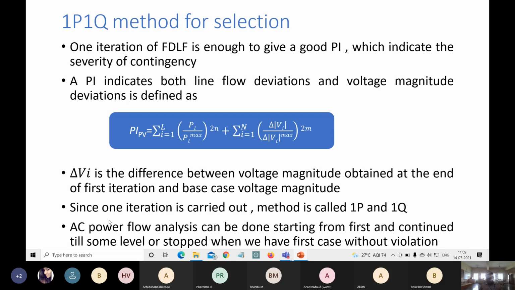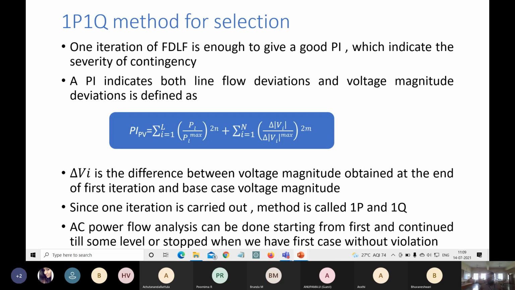Here we have AC power flow analysis. We have studied DC power flow analysis. One more thing is AC power flow analysis, which I will discuss at a later stage. AC power flow analysis can be done starting from the first case and continuing till the last.